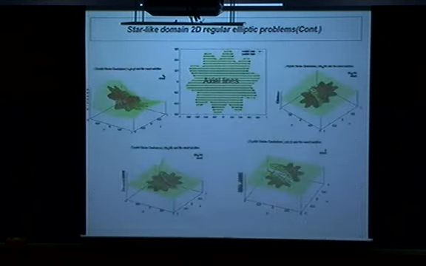Okay, this is another example. This is very complicated in general. This is a star-like domain. The axial lines look like that. This is automatically generated. We just describe the boundary points, put it into the computer, then the computer can compute these axial lines automatically. And we can solve the elliptic problems like that.